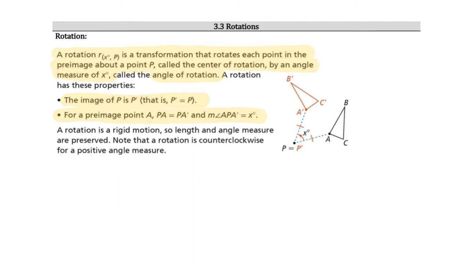Okay, so a rotation is a rigid motion. This is the last rigid motion we're going to go through. So its length and angle measures stay the same.